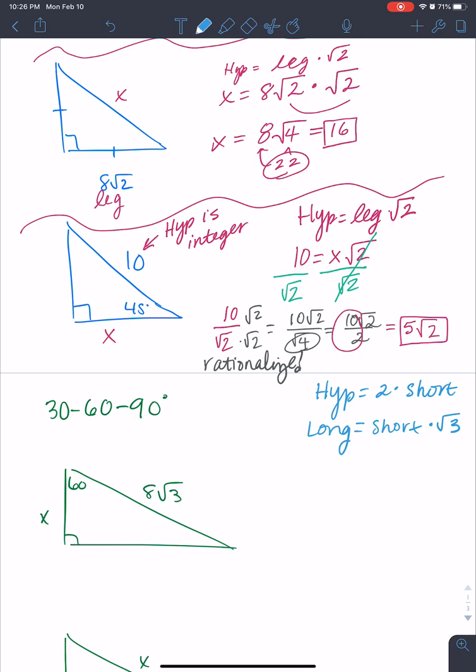So let's start with this first example I have drawn here. Maybe try to see if there's one similar to this on your test. Okay? So, I'm given the hypotenuse.